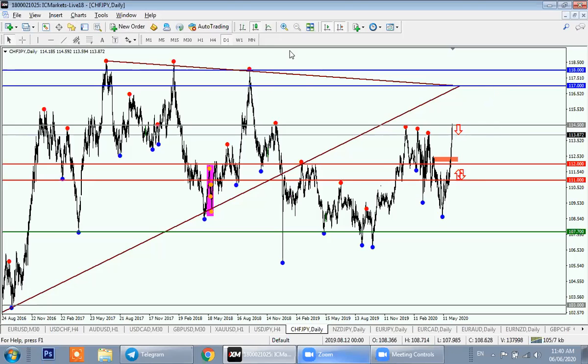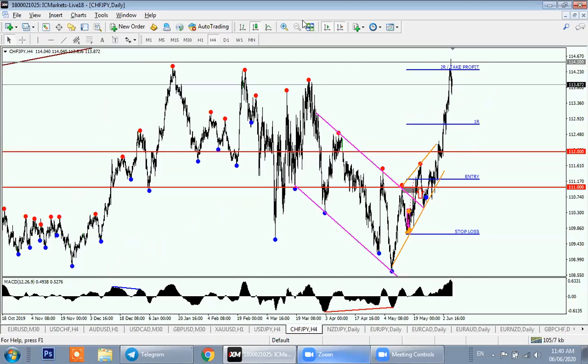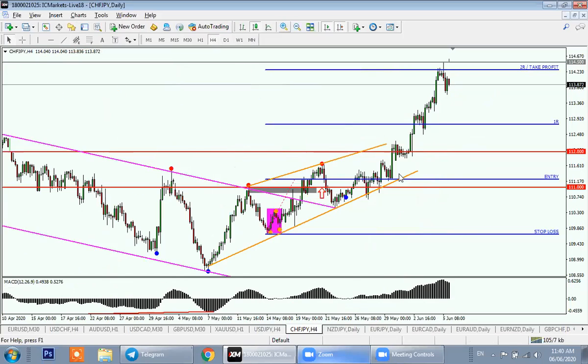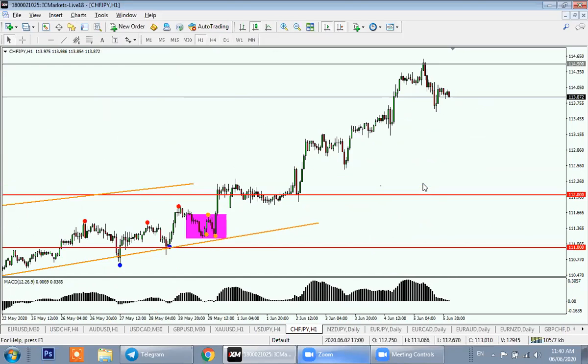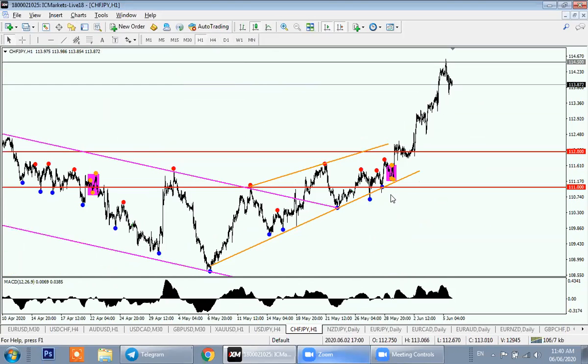Okay. On H4 time frame, our last week sell hit take profit, as you can see here. As we didn't have an entry opportunity, price didn't break objectively below our lower orange trend line, so this pattern can be deleted.